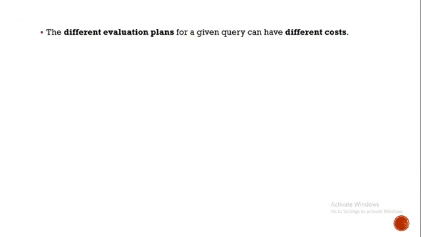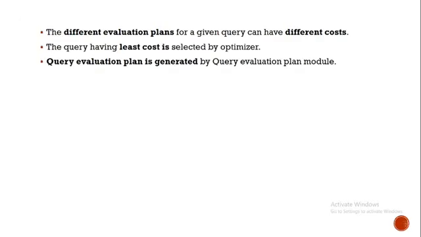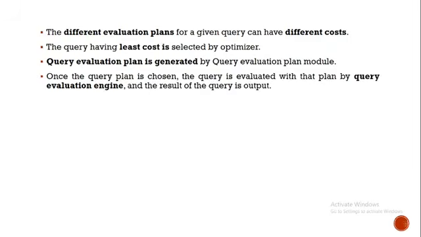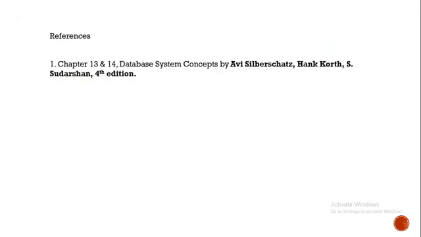Now we have learned that different evaluation plans for the given query have different costs. The query having the least cost is selected by the optimizer. The query evaluation plan is generated by the evaluation plan module for that query, and once the plan is chosen, the query is executed by the query evaluation engine, and the results are generated.